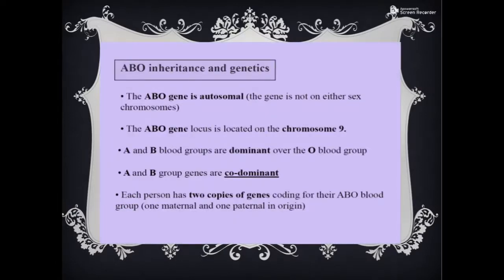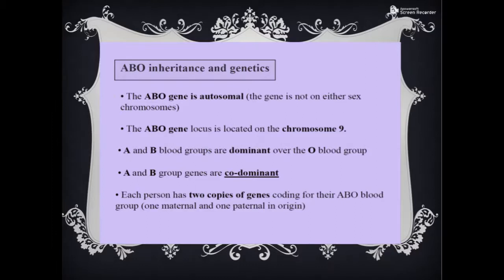Now, let me ask you, how do you inherit the blood group, or what are the genes responsible for this type of blood group variation? As it is quite clear here, if you have different blood groups, you would have different types of alleles coding for this particular blood group. In the case of ABO blood grouping, the gene coding for it has been found to be autosomal. That is, it is not located on any sex chromosome, but on the somatic chromosomes, and it is mainly located on chromosome 9.